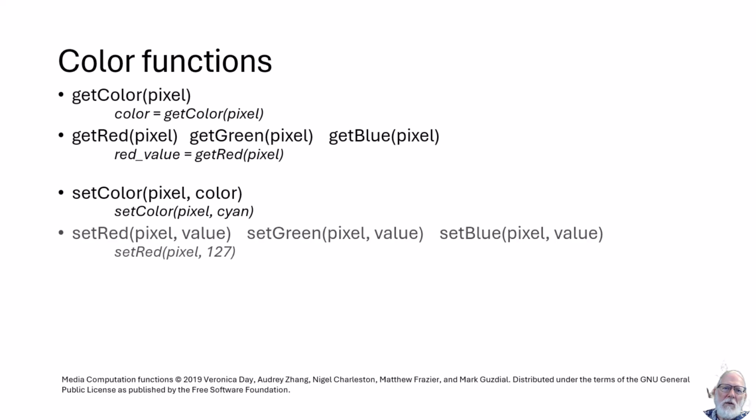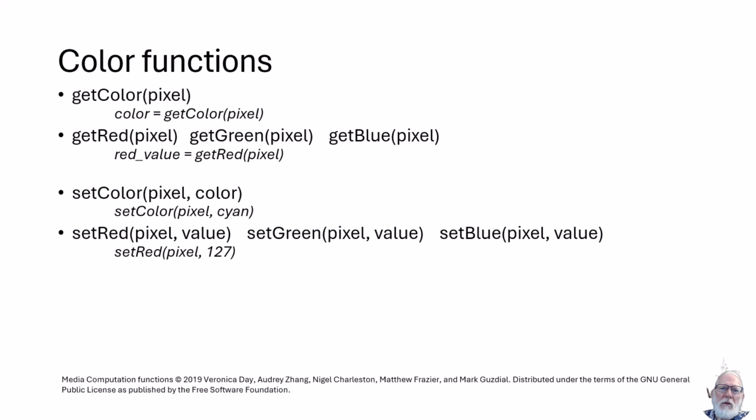We can also change individual color components of a pixel. So we have setRed, setGreen, and setBlue. Again, two pieces of data we have to pass to those functions. We have to tell it what pixel and the color value. Again, remember the values of a color component range from 0 to 255. So my example on this one is that I'm setting the red component of this pixel to the value 127, which would be a roughly middle value for the red.